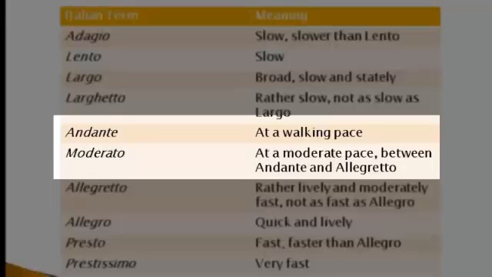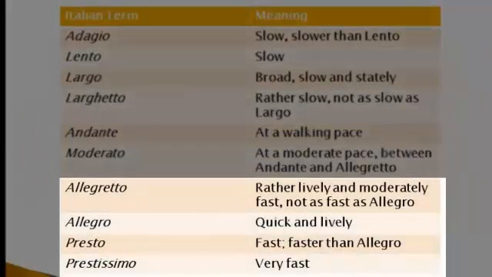We have allegretto, which is rather lively and not as fast as allegro. Allegro is quick and lively. And then we have the two P's, presto, which is fast, and prestissimo, which is very fast.